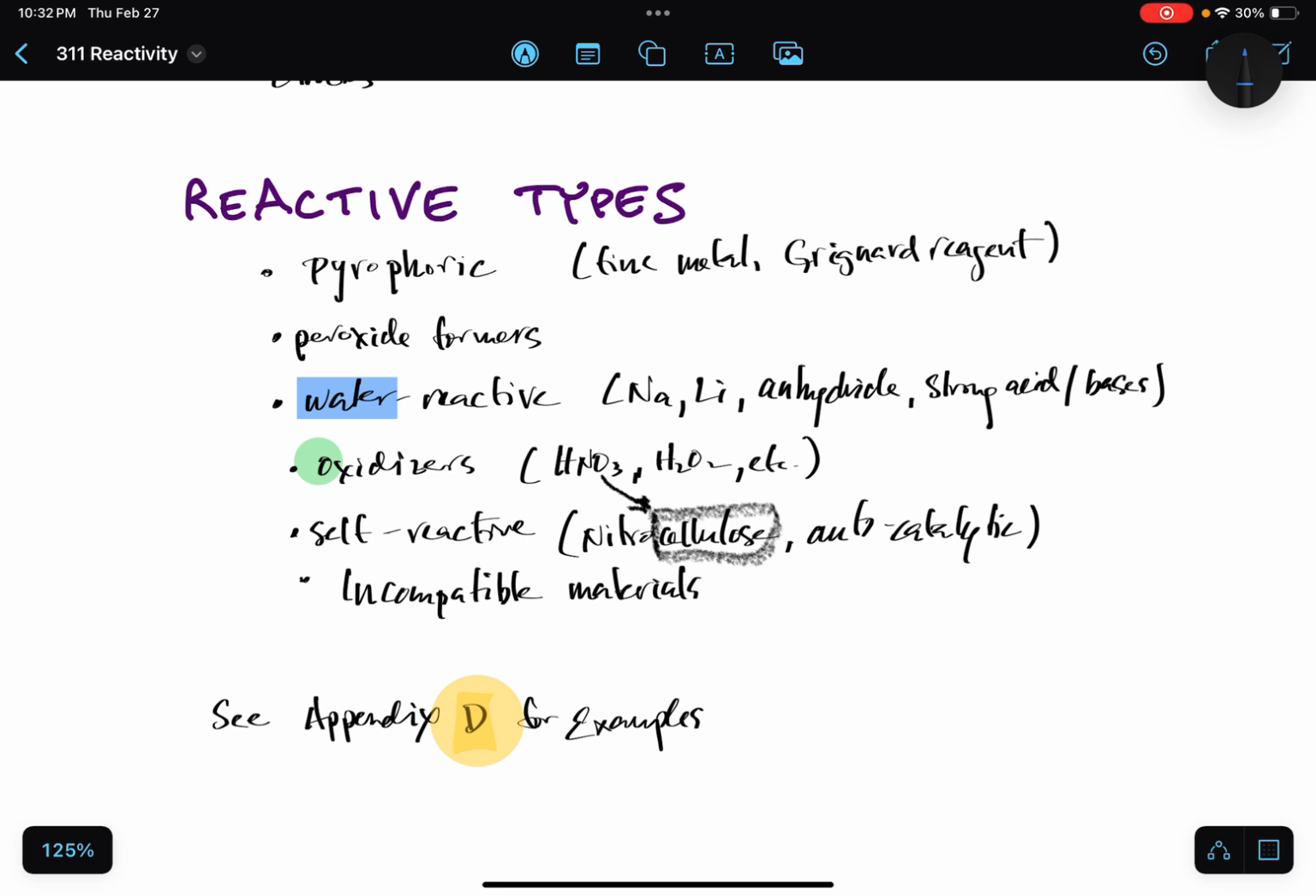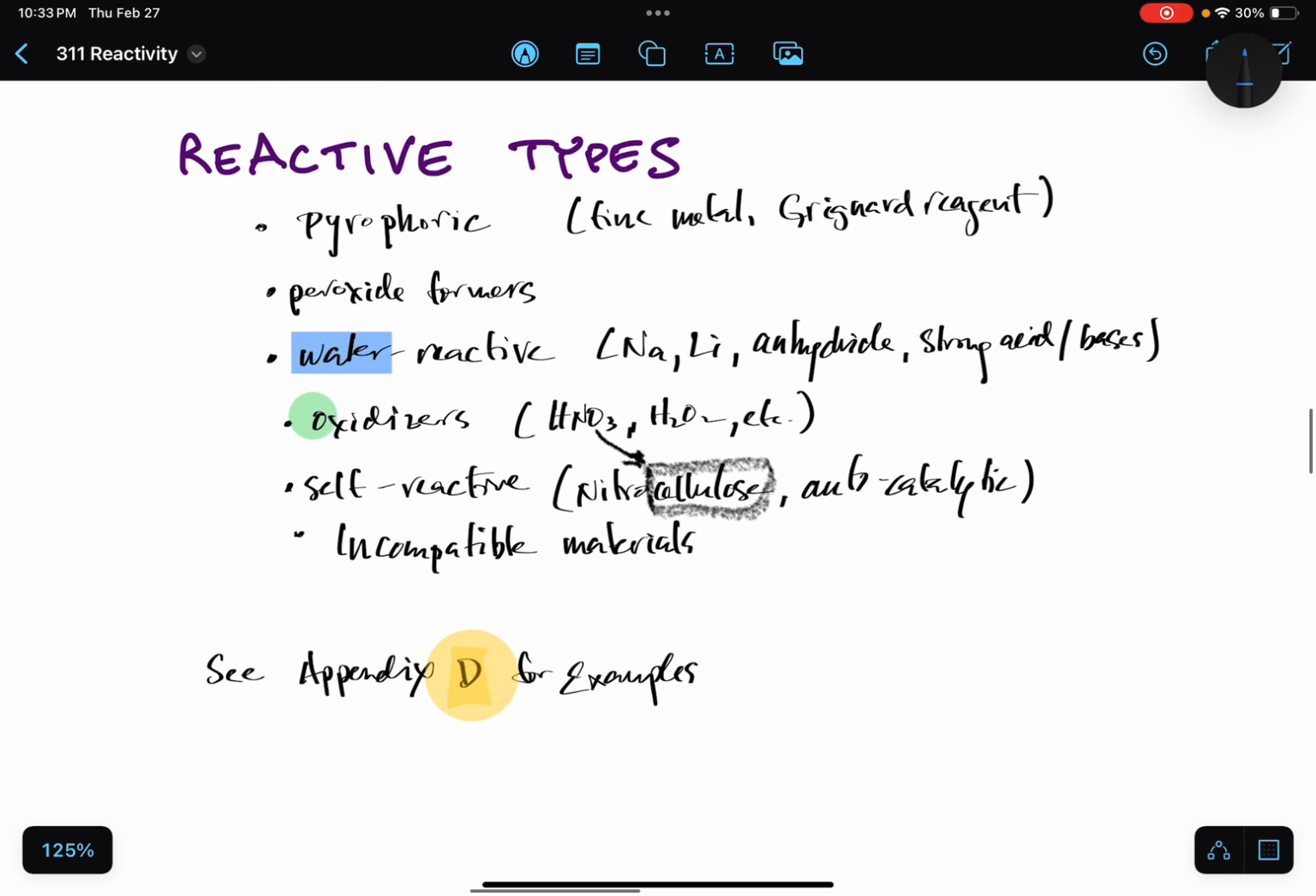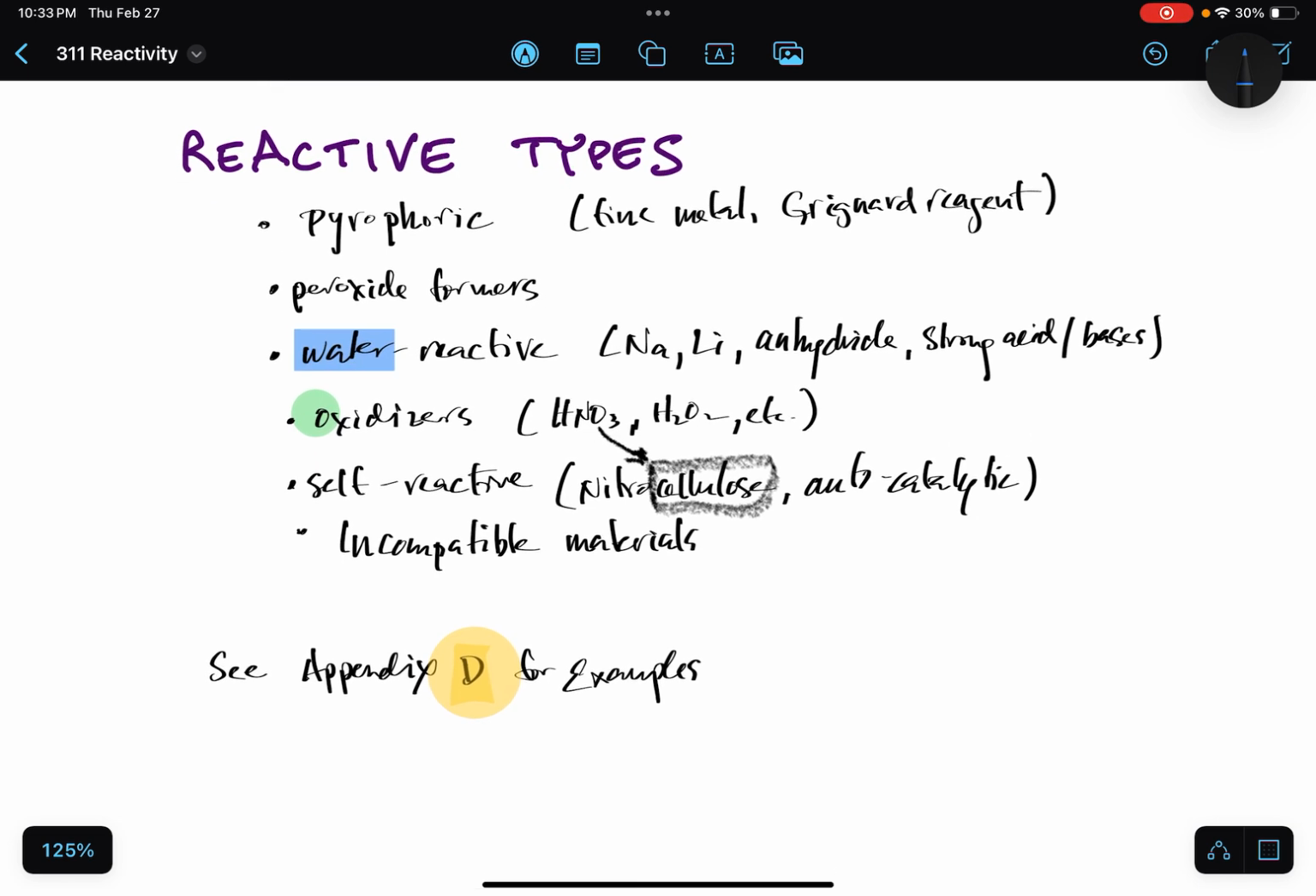That will degrade over time and generate nitric acid and release heat and generate more and more breakdown chemicals, that eventually heat itself to where it burns, and that's autocatalytic. And then incompatible materials that can be mixed together.